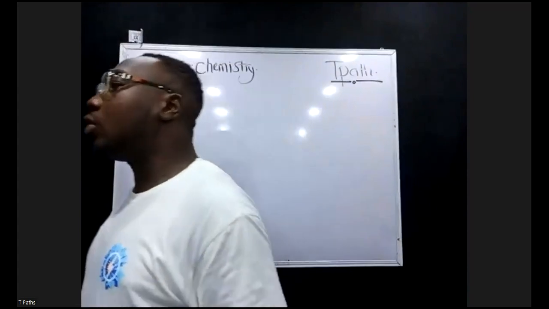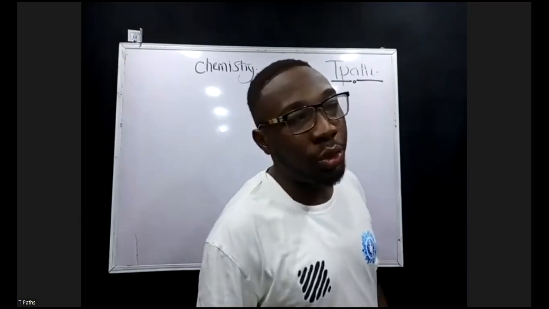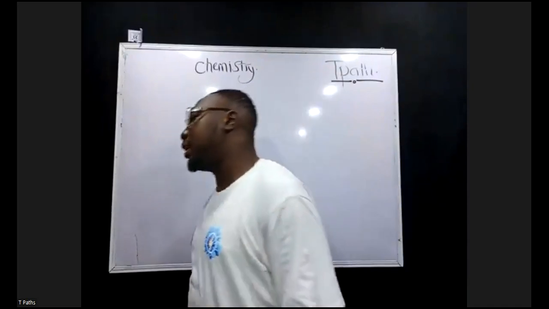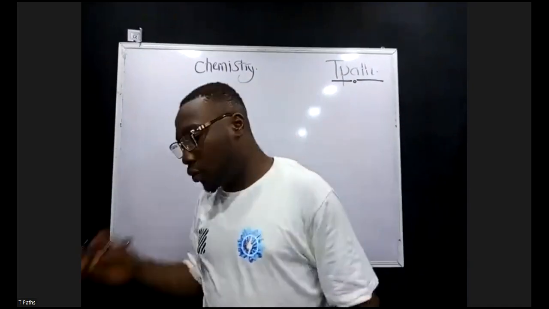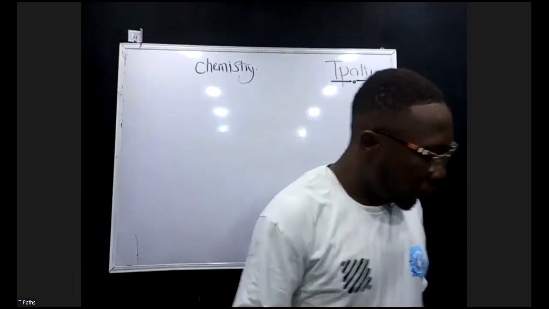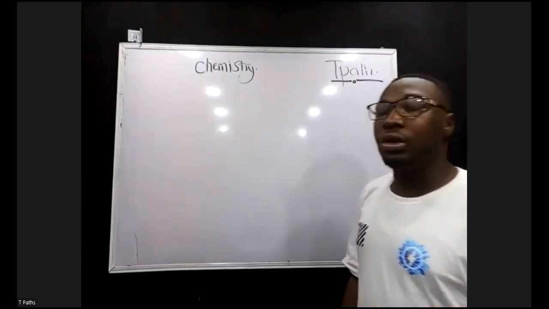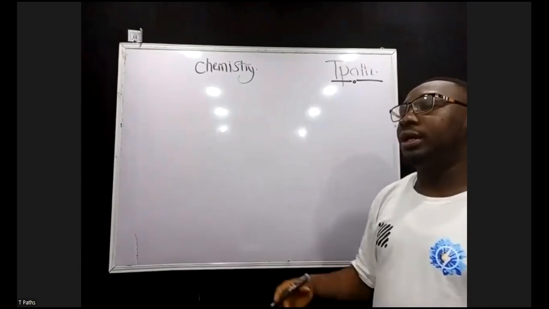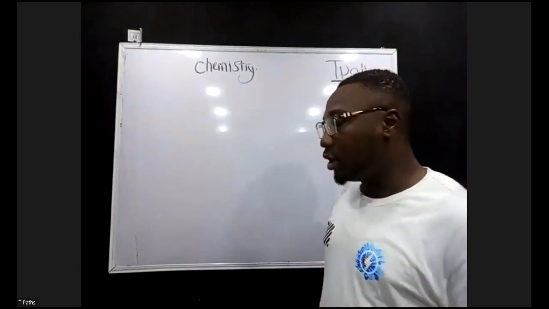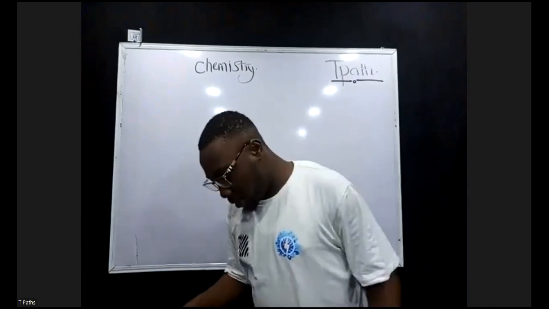Before we continue, let's make reference to what we did in the previous class. I remember we talked about chemical equilibrium, and we were able to see reasons why saturated solutions can be said to be in chemical equilibrium. Consider salt in water: the salt dissolves in water, and you observe that the salt breaks into ions, the positive and the negative ions.